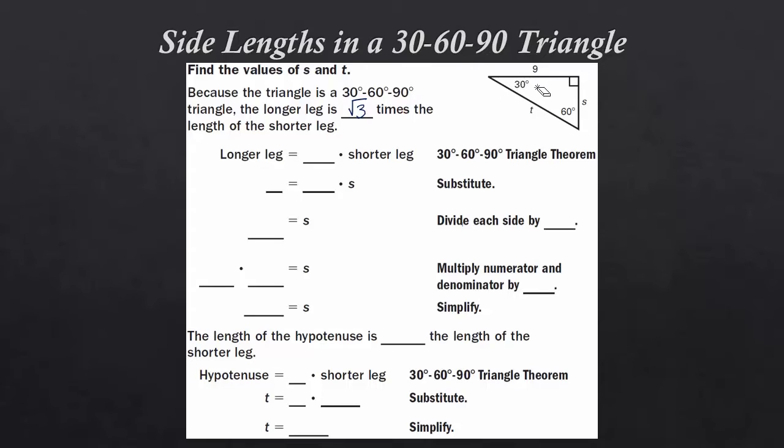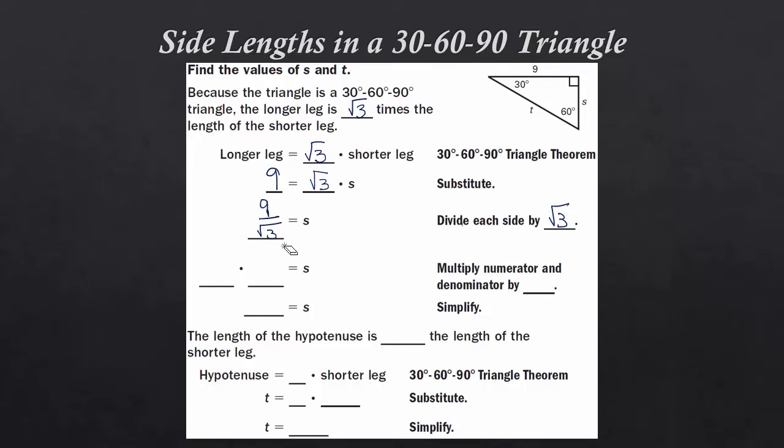Since I don't have the hypotenuse and I don't have the short side, what I'm going to start working with is the long side of this triangle, and I know that the long leg is equal to square root of 3 times the short leg. So let's substitute what I know. The long leg is 9 and it's square root of 3 times s. Isolate s by dividing both sides by the square root of 3. So I now have 9 divided by the square root of 3.